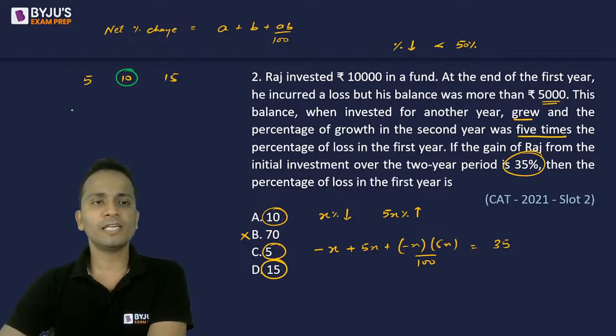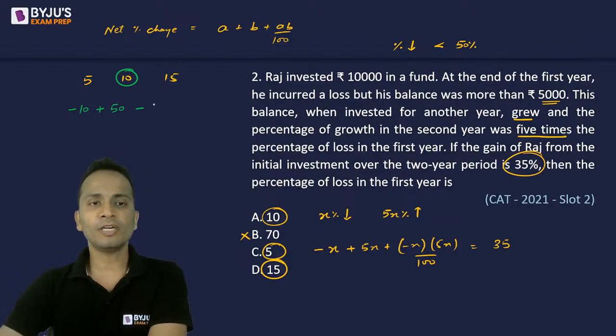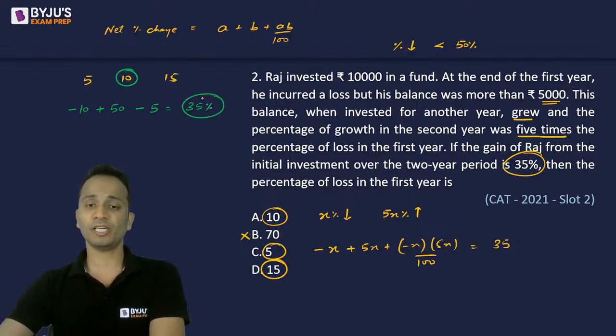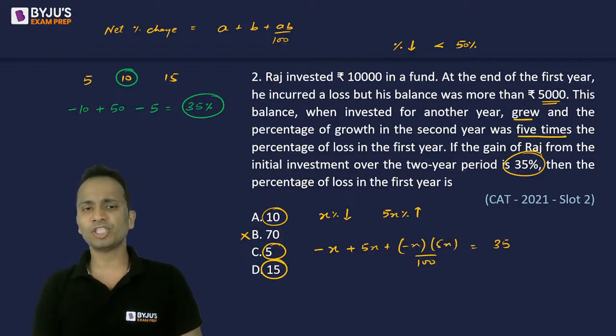So first of all, there is a decrease of 10 percentage. Then there is an increase of 10 into 5, that is 50 percentage, minus 10 into 5 upon 100, that is 5. Now, if I simplify this, this is exactly giving me the value of 35 percentage. In this case, I was lucky that I tried 10 percentage and I've got the answer. So, the answer will be 10 percentage.